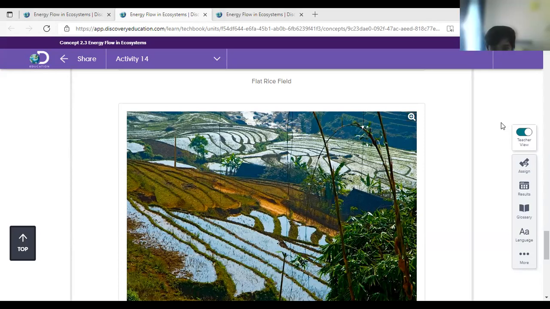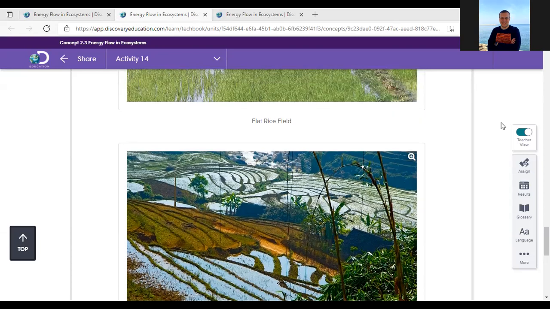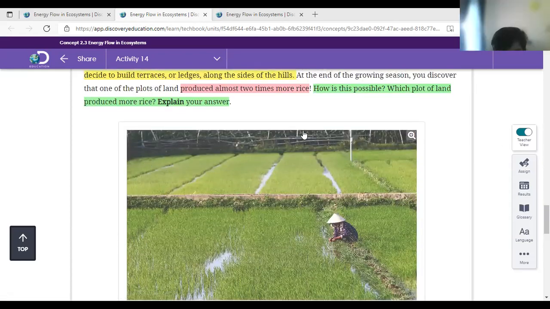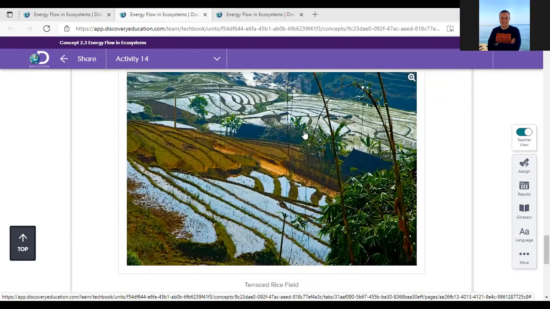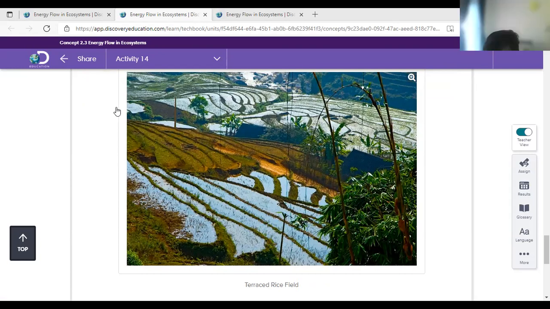I think the flat rice field. Can you tell us why? Because it has more crops. Hmm, it has more crops. This is what you see. Or, okay, either the other one because it has more water. Okay, let's hear your friends and I'll tell you what is the piece of land that produced more rice.